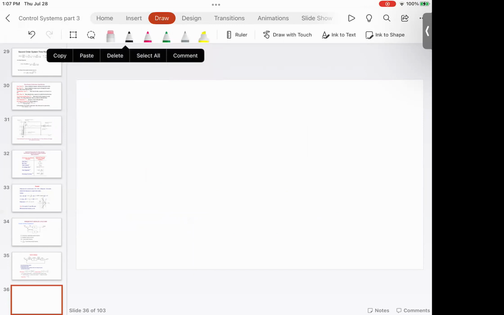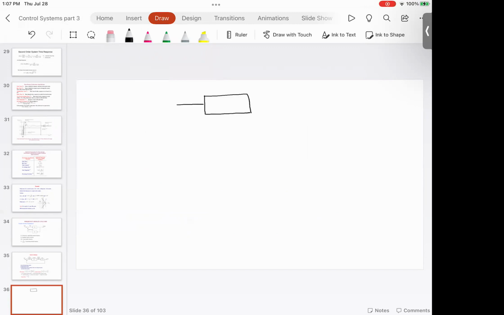So let's understand that we have a system. This is an open loop system, and I'm going to call this G of S. Why do I call it G of S? Because I'm expressing this as a transfer function. Now what I would do is tap the output.